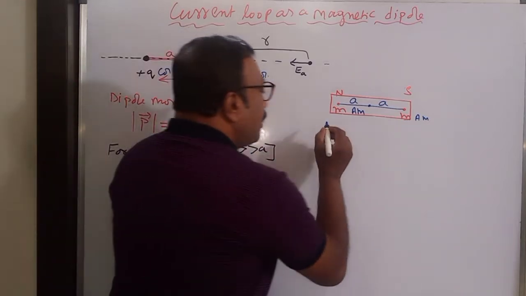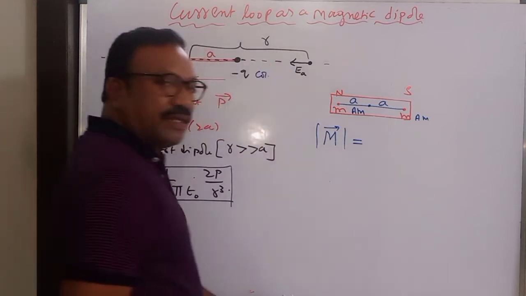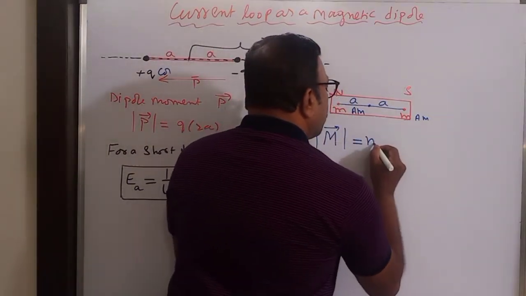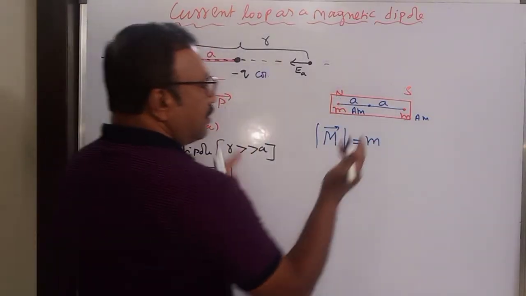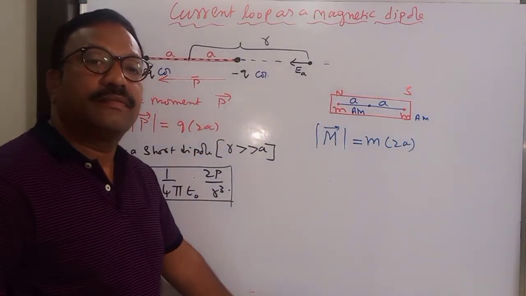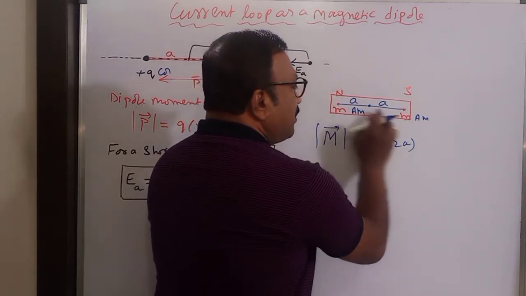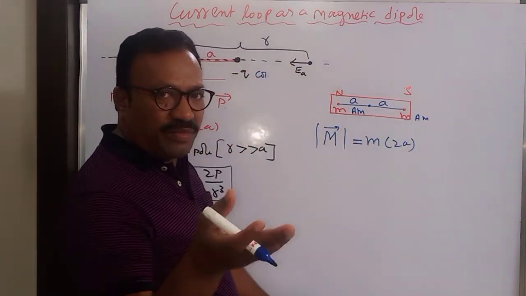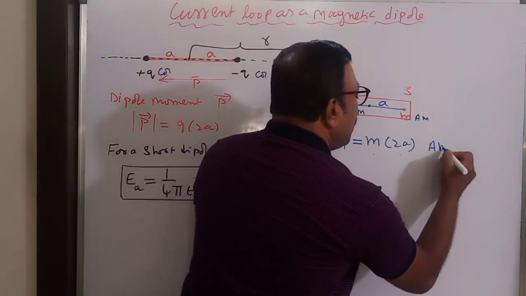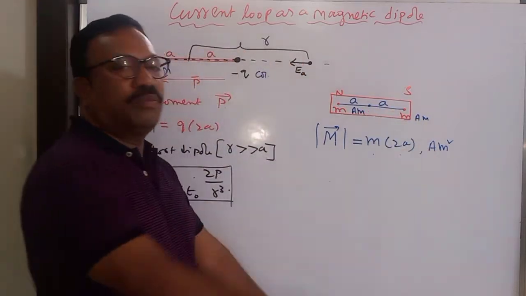Okay. And it is a vector quantity. And its magnitude is given by the same: charge into pole strength into distance between the poles. That's it. And you said that m is measured in ampere meter. And 2a means it is a length, so it is also measured in meters. Ampere meter into meter, how much do I get? Ampere meter square is the unit of this dipole moment.